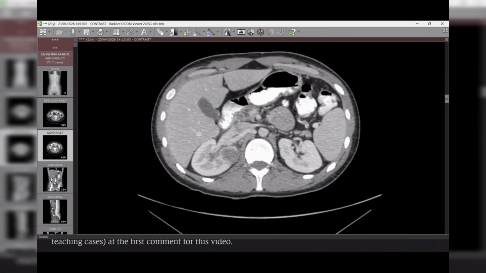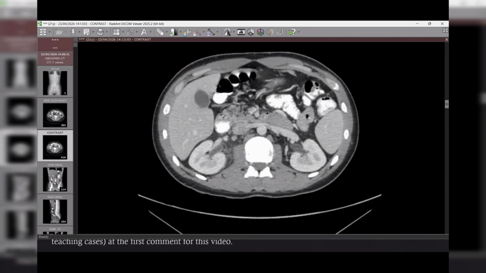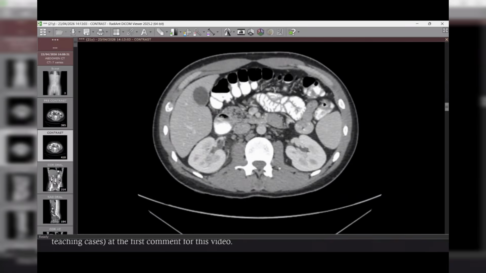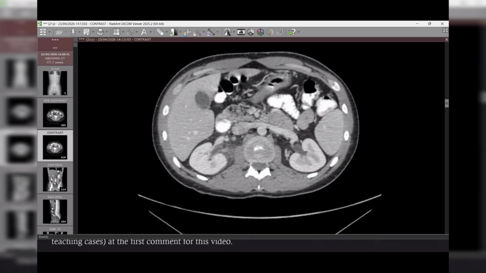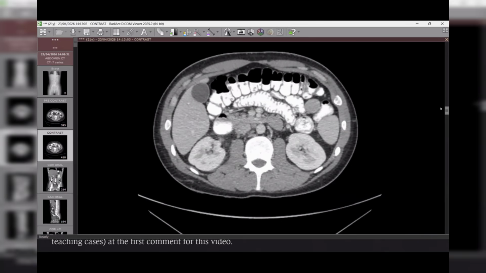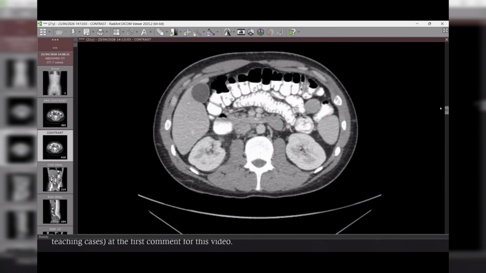I am trying to look at the right. Yes, the right upper ureter appears to be also dilated with fat stranding surrounding it. Okay, agree. Suddenly, and after this, it comes back to its normal caliber.